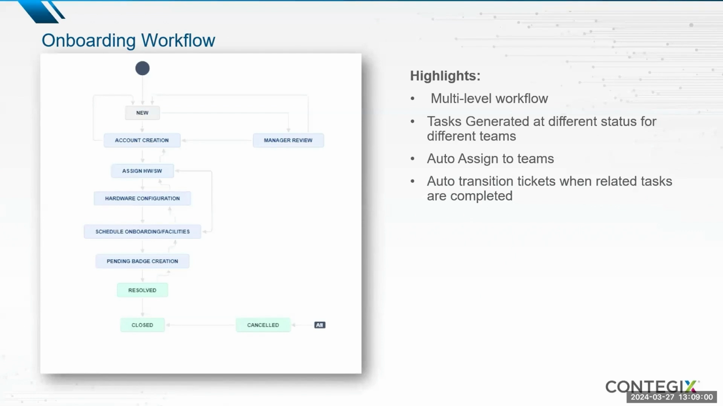So some highlights, it's a multi-level workflow. We're going to show you how tasks are generated at different statuses for different teams, and then how those are assigned to different teams. Once those tasks that are linked get completed, then we auto transition the main ticket to the next step. So that's the workflow.